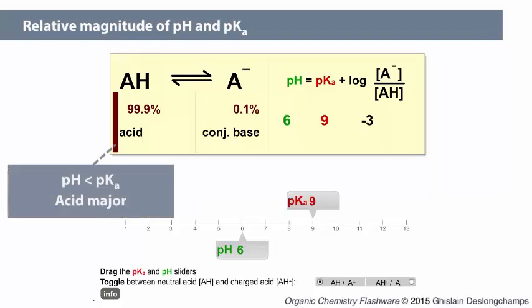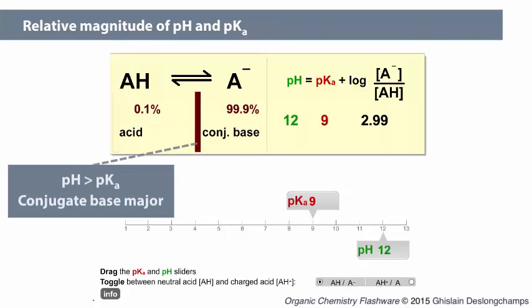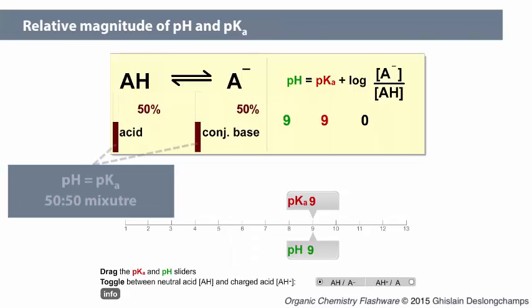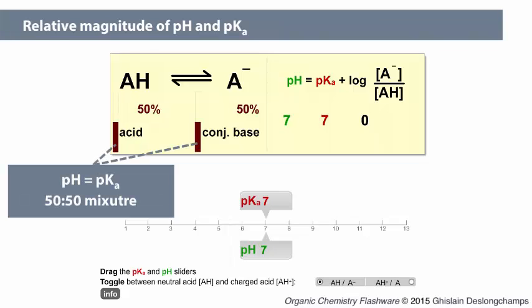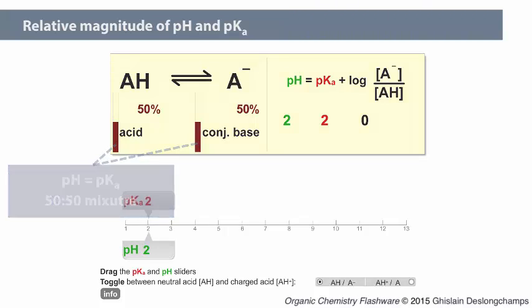When the pH of the solution is less than the pKa value, the acid is the major species. When the pH of the solution is greater than the pKa value of the acid, the conjugate base is the major species. When pH is equal to pKa, there is 50% of the acid, 50% of the conjugate base.